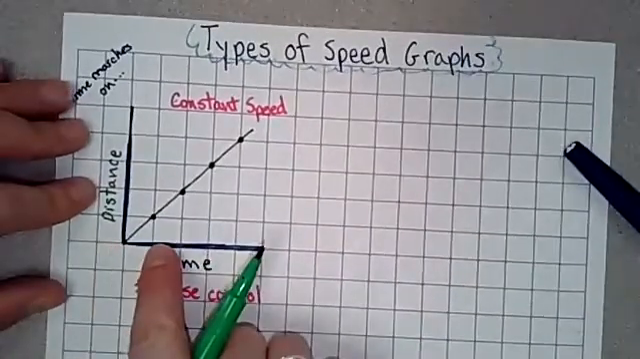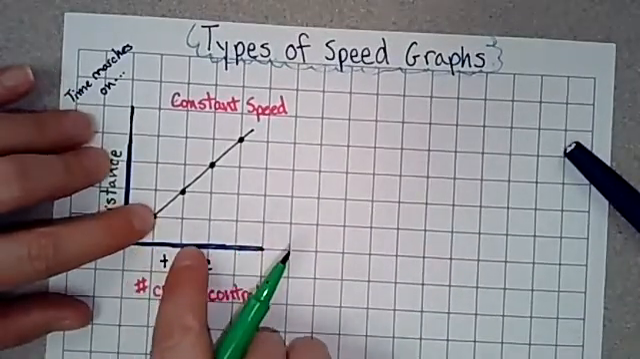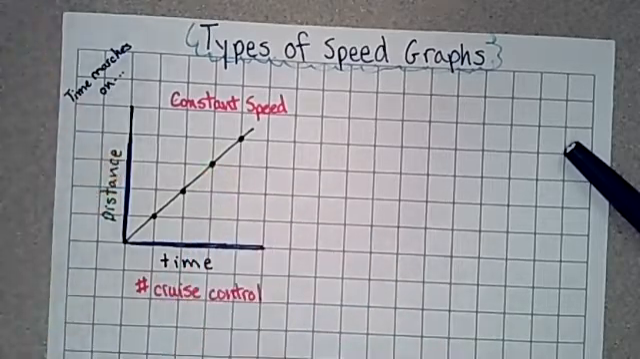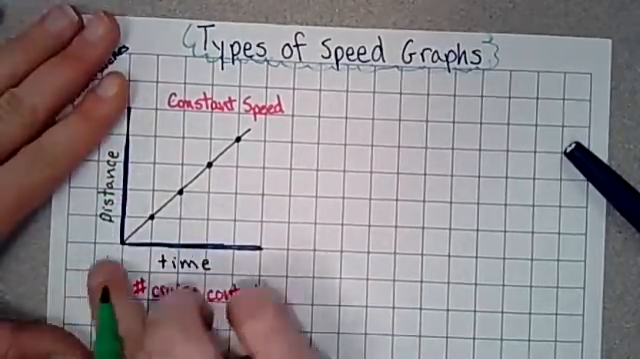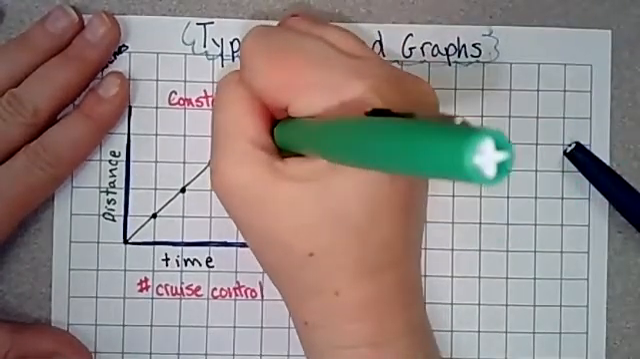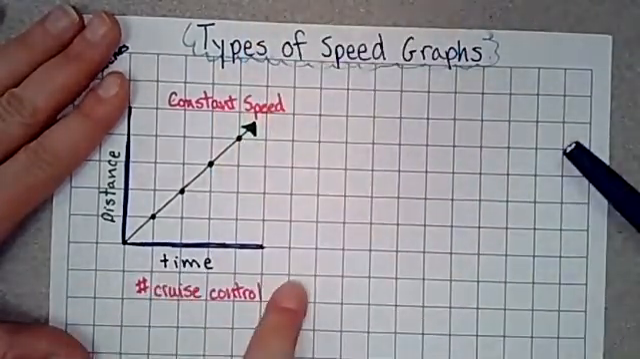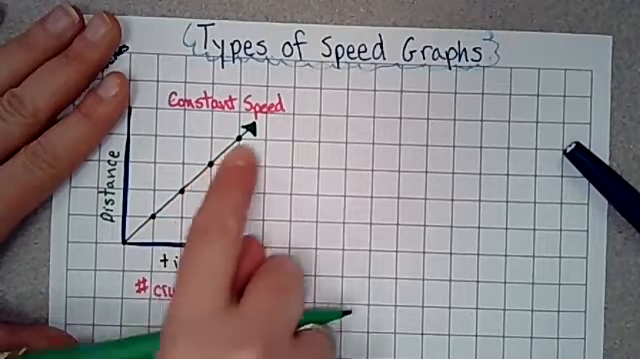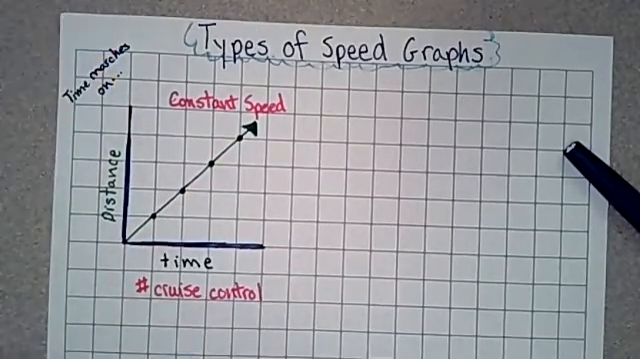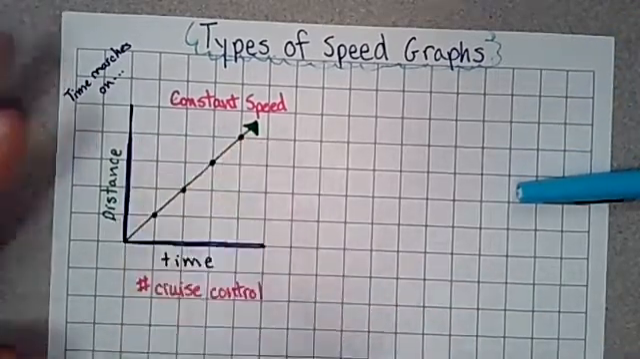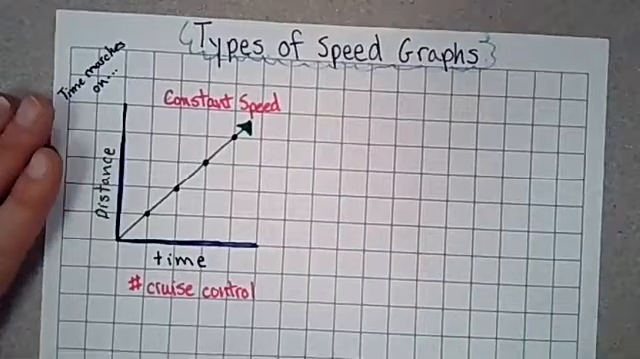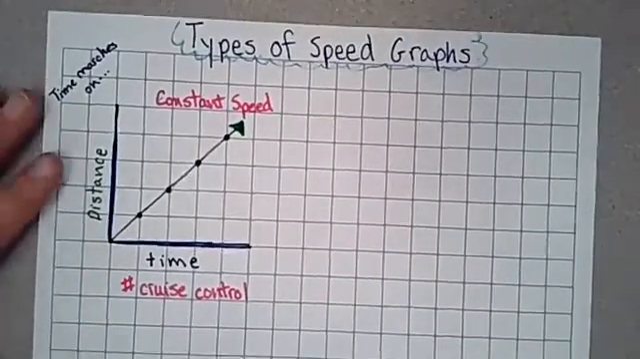Now, this could be 50 miles per hour, which would be 100 miles for 2 hours, which would be 300 miles for 3 hours, whatever. But it is moving up at a constant speed, straight line. As time moves on, it's going the same distance each increment of time. So this is a constant speed. This is called our cruise control. Constant means it doesn't speed up, it doesn't slow down. This is cruise control.